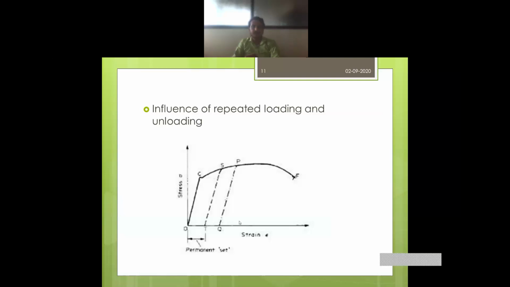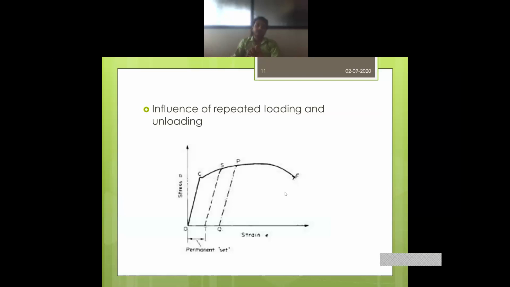So your curve will stop here. Then again I will start loading from 0. Load is 0, but the strain is 2 mm now. That means at Q, the strain is Q, and from Q it will start. I keep on increasing the load, the strain will increase, and it will reach P, and from P it will further continue. If we keep on doing this cycle again and again, the pattern will be similar.